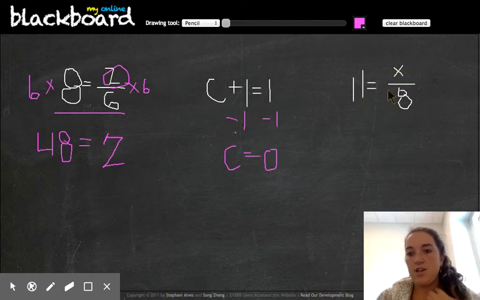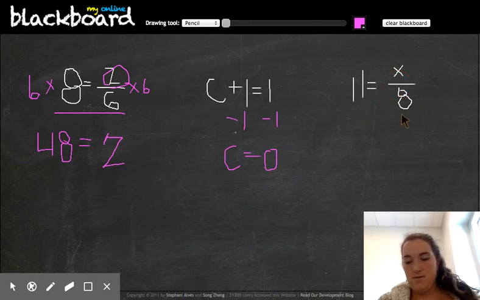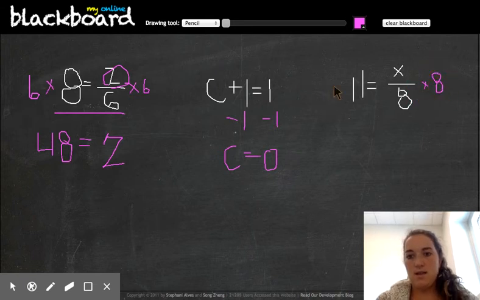Last one, what operation are we doing with our x? We're dividing, so we need to undo that division by multiplying. You'll get x equals 88, or 88 equals x.